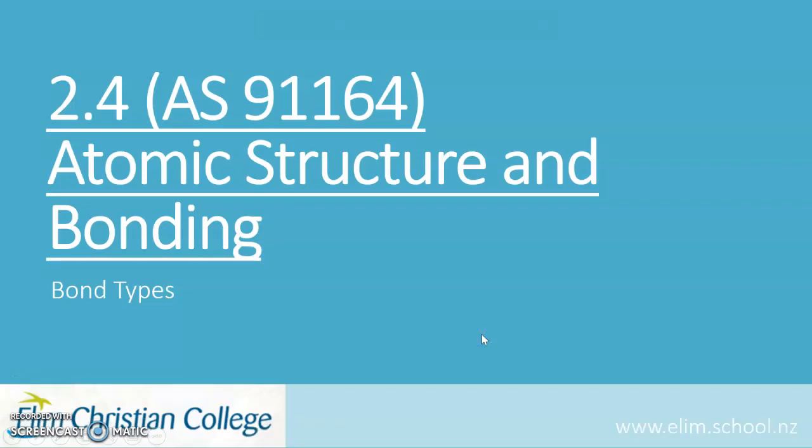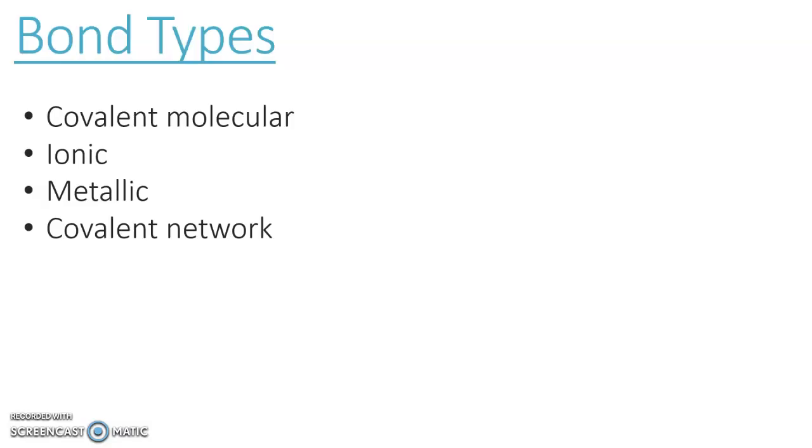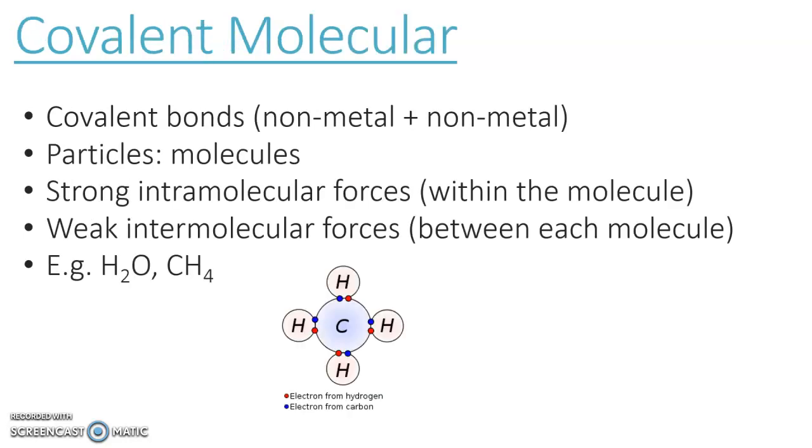Kia ora. This is an introduction to the atomic structure and bonding topic. First thing we're going to look at is the different types of bonding that we're going to be covering in the topic. So here they are in a nutshell: covalent molecular, ionic, metallic, and covalent network. And we're going to dive into the details of those in more depth.